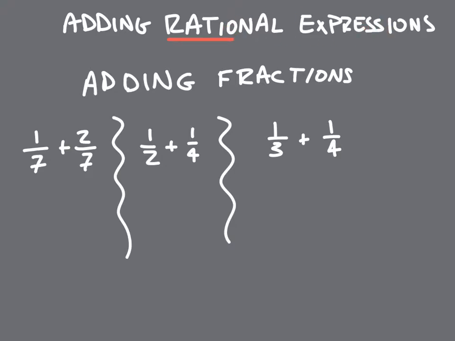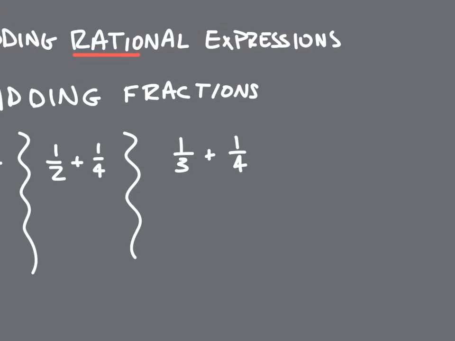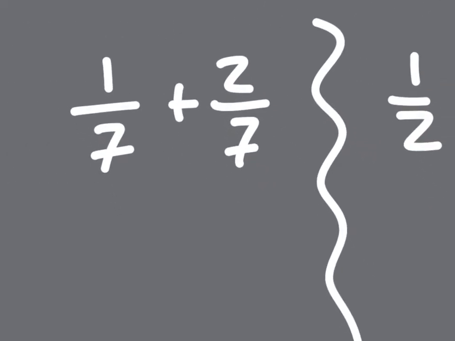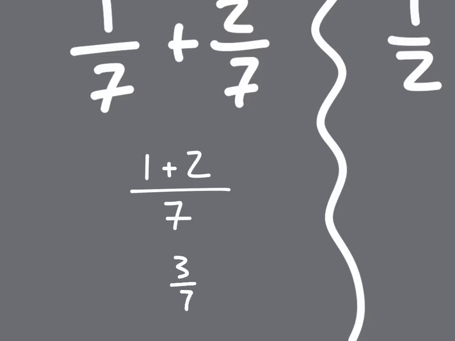Now, before we do that, I want to talk about just simply adding fractions. So I've got three different examples here. In order to add fractions, you must have a common denominator. The denominator is what's on the bottom. So if I look at my first example of 1/7 plus 2/7, notice that I have a common denominator of 7. All I do is simply add my numerators together. So my next step would be 1 plus 2 over 7, and that's going to give me 3/7.